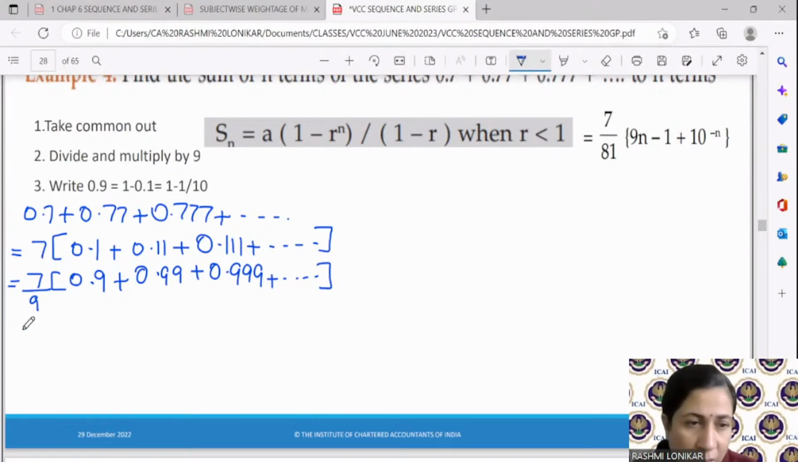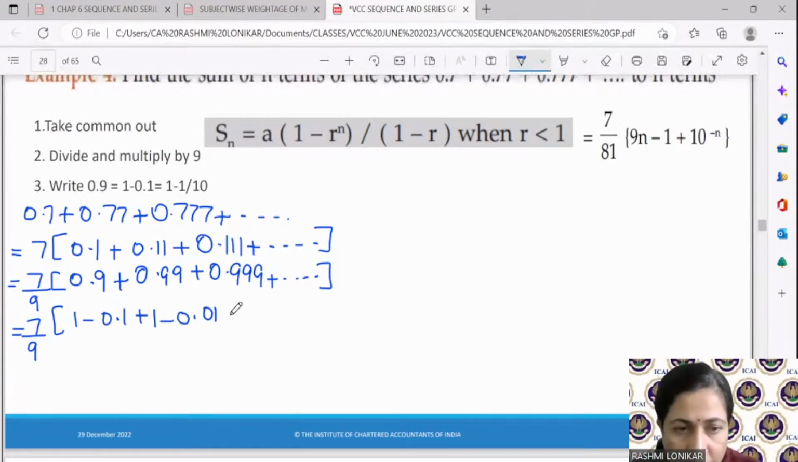Okay, so here I'm going to write it as 7 upon 9. Instead of 0.9, I'm going to write 1 minus 0.1. Instead of 0.99, I'm going to write it as 1 minus 0.01. Then I'm going to write it as 1 minus 0.001 and so on. Okay.